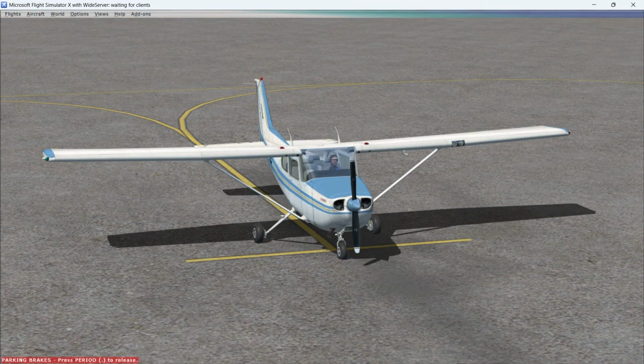And with that, this is going to conclude this comprehensive but basic tour of the cockpit and instrument panel of the stock Cessna 172 for FSX. In the next video, we're going to take you through the checklists for the Cessna 172, and we'll perform those checklists from before engine start all the way up to the before takeoff checklist.